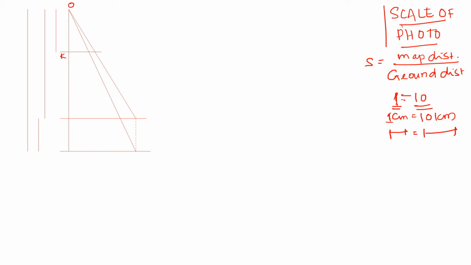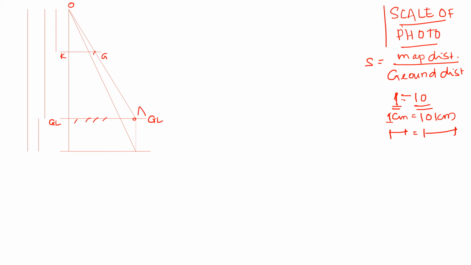Then here is the actual image which has been captured. This is my ground level. I'll say GL, ground level. So this point, which is on the ground, is presented here. That point is coming at this location. I'll name this point as point A.